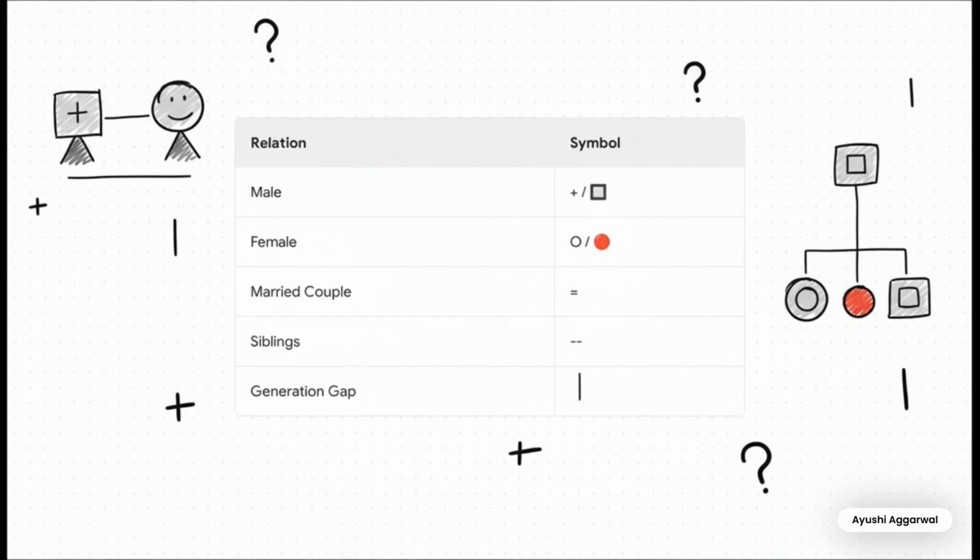Okay, so these symbols are basically our building blocks. You'll want to get these down pat. For a male, we can use a plus sign or a square. For a female, a circle or a minus sign works great. To show a married couple, we connect them with a double line. For siblings, like a brother and a sister, we use a single horizontal line. And probably the most important one, to show a generation gap, like between a parent and a child, we use a vertical line. That's it! Just these few symbols are all you need to solve any question that comes your way.